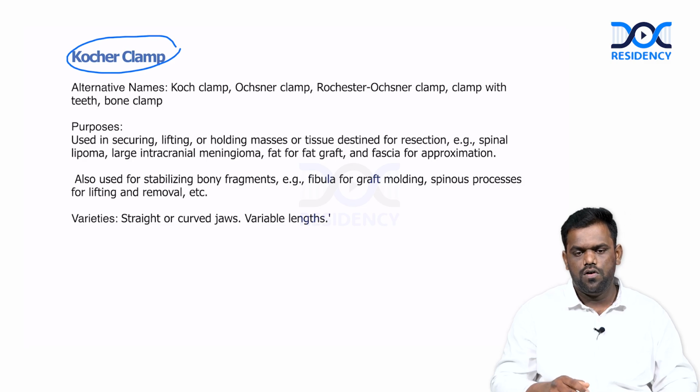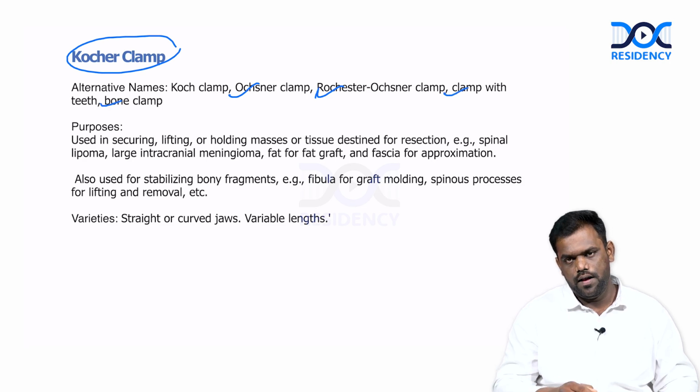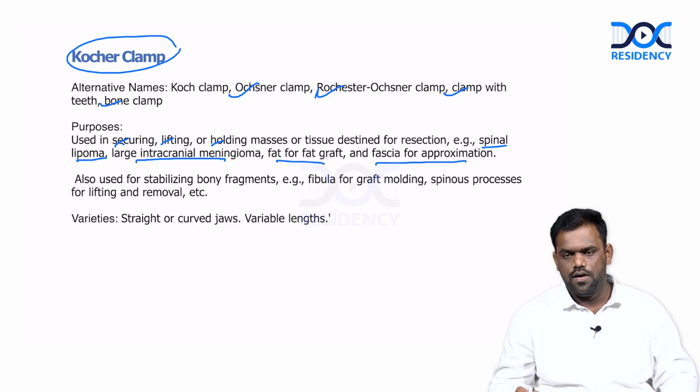The alternate names are Kocher clamp, Ochsner clamp, Rochester-Ochsner clamp, clamp with teeth, or bone clamp. It is mainly useful in securing, lifting, or holding masses or tissues designed for resection. Examples: spinal lipomas, large intracranial meningiomas, fat for fat graft, fascia for approximation.